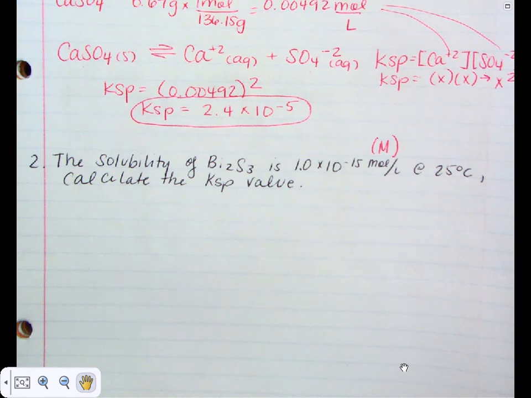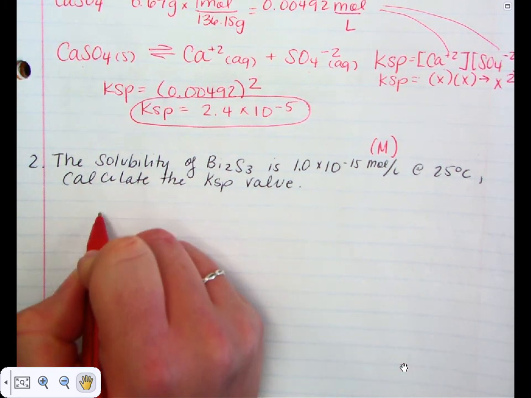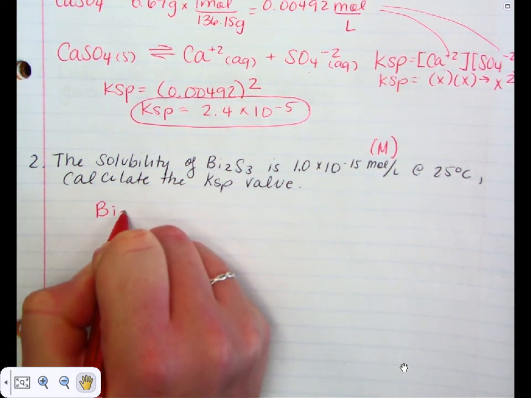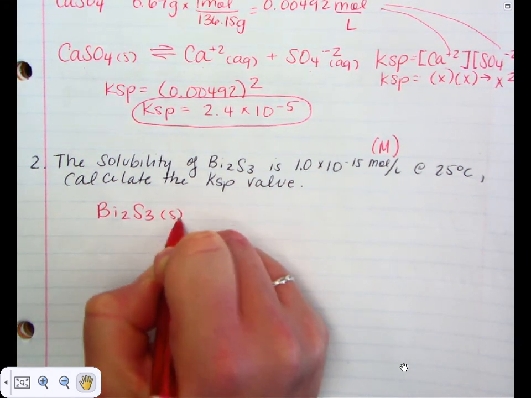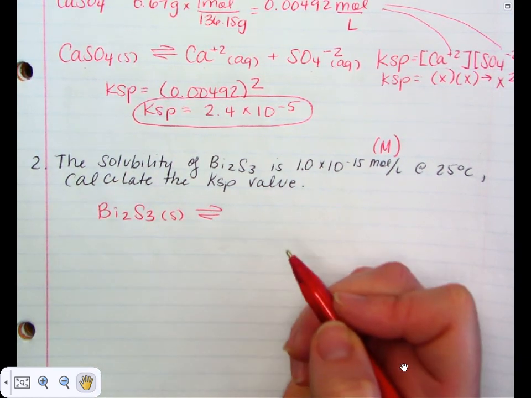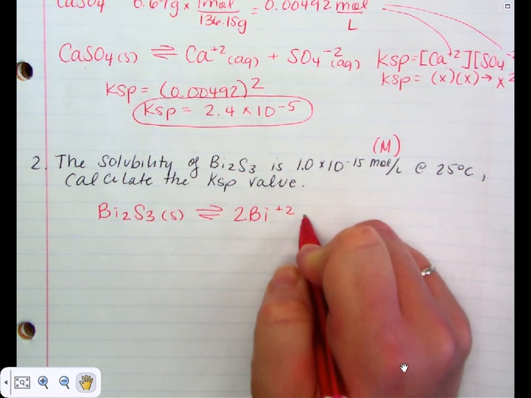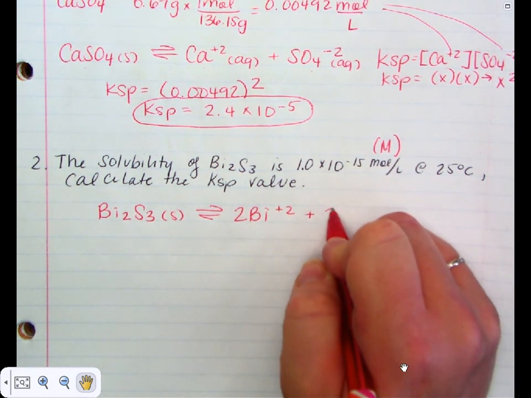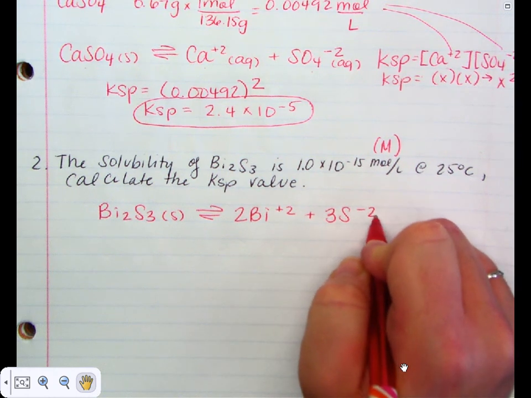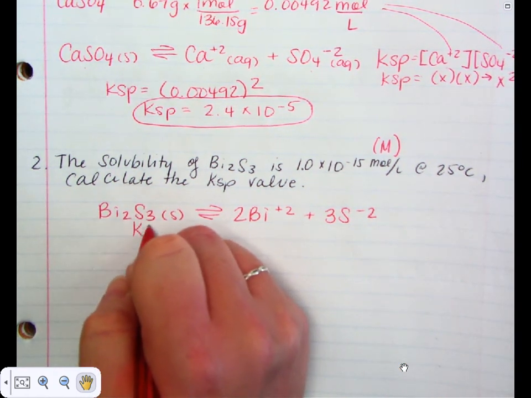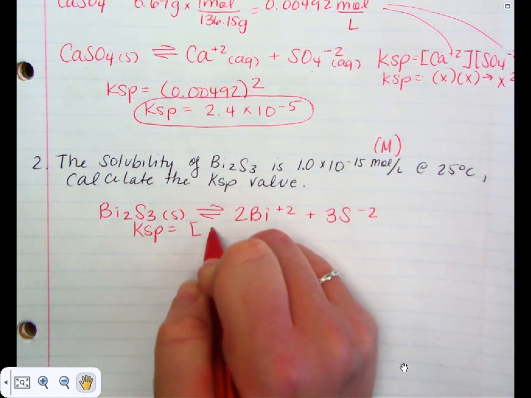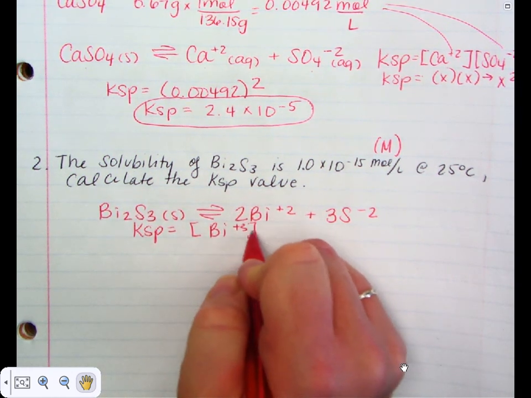Calculate the Ksp value. All right, so this one we're going to add a new tool to our toolbox that we have not seen necessarily before with this Ksp. So go with me here as we write our equation. Bi2S3, I know that's my solid, is going to dissociate into 2 Bi3+ plus 3 S2-. That means that my Ksp is going to be [Bi3+] squared.